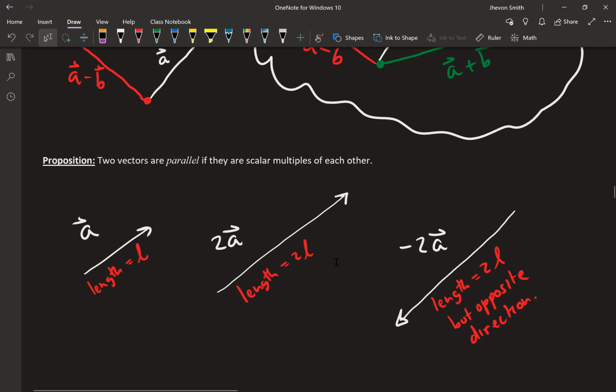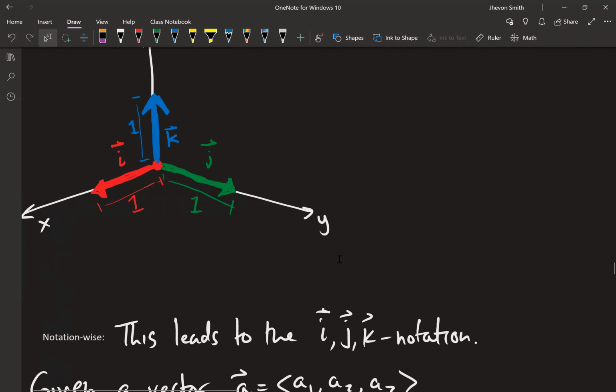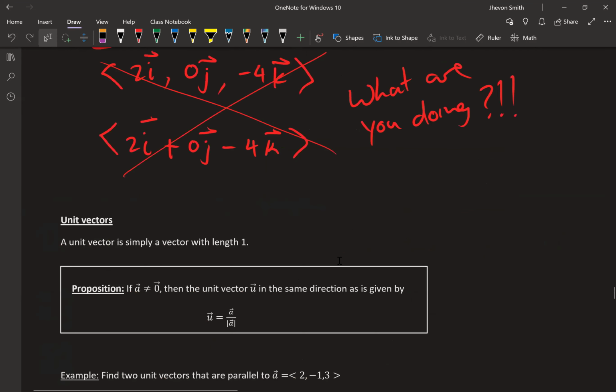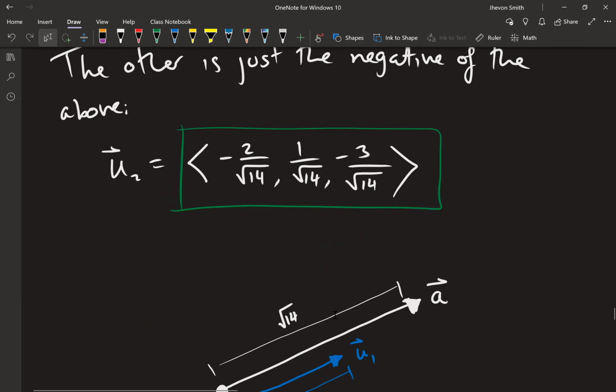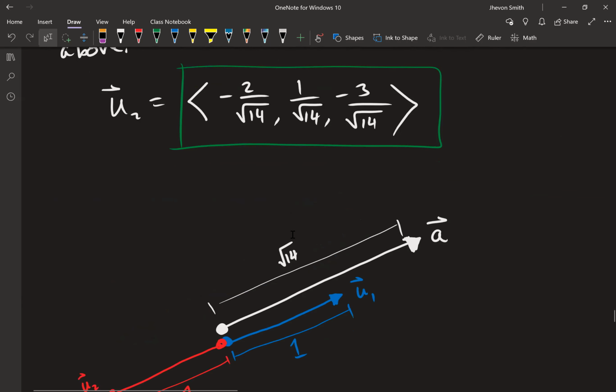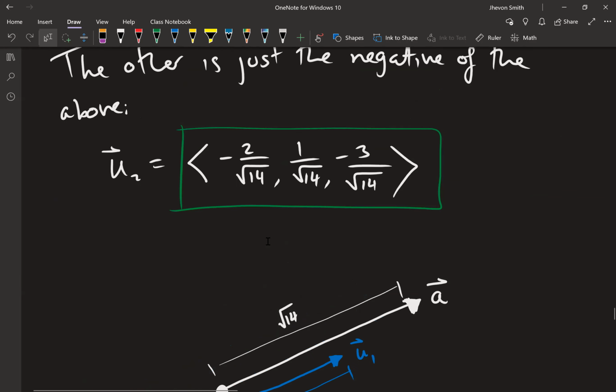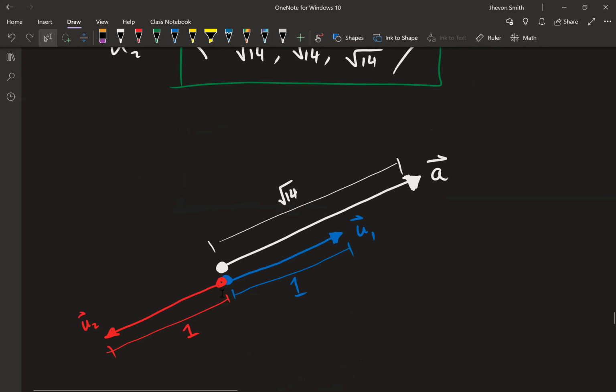For example, for this problem, I specifically asked for a unit vector. So that's technically a scalar multiple. I could think of this u1 as 1 over 4 radical 14 times the original vector. So these guys are scalar multiples, but they're scalar multiples that have length 1. Okay, got it.